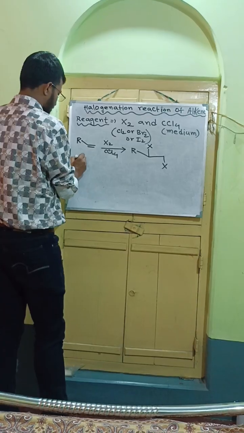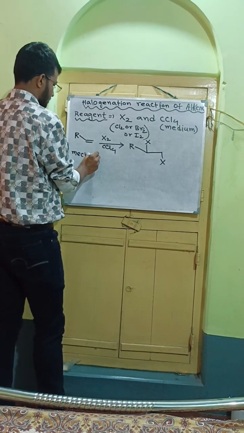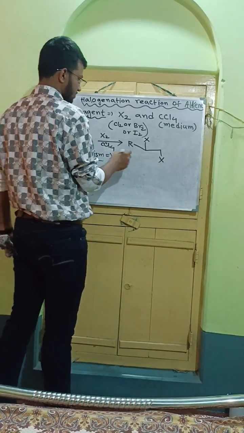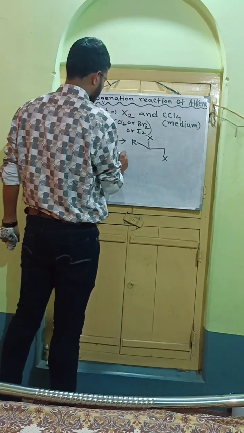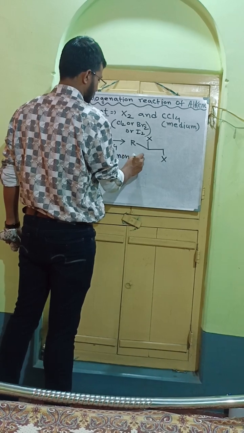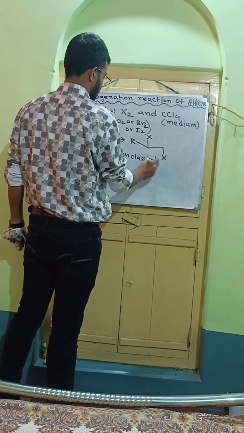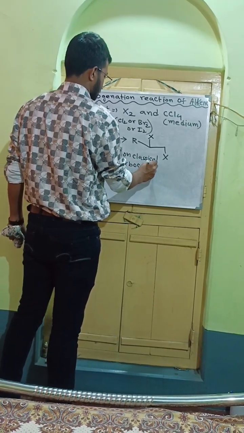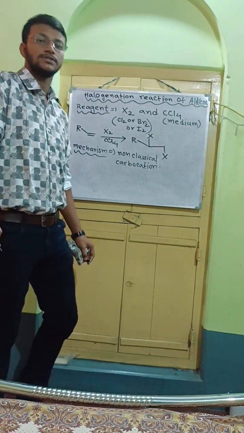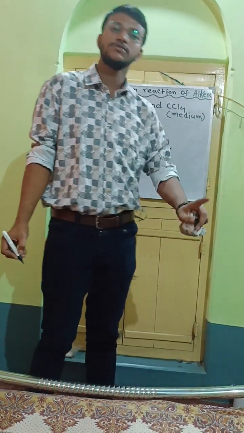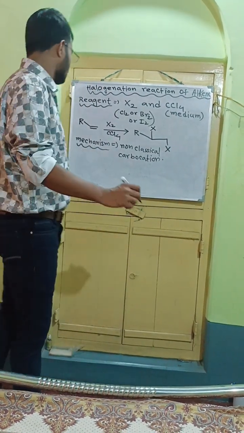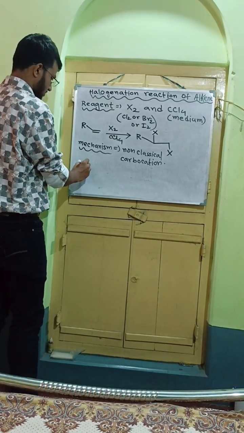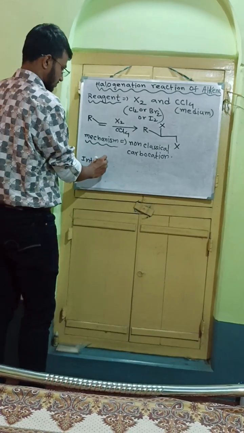Now, what type of mechanism does it follow? The mechanism goes through the non-classical carbocation. What type of carbocation? Non-classical carbocation. Actual carbocation is not found here. Okay. And what type of intermediate will be found?